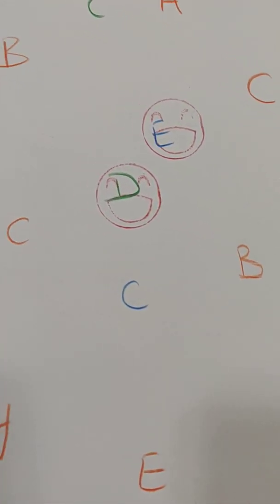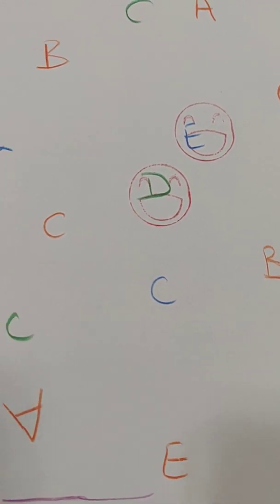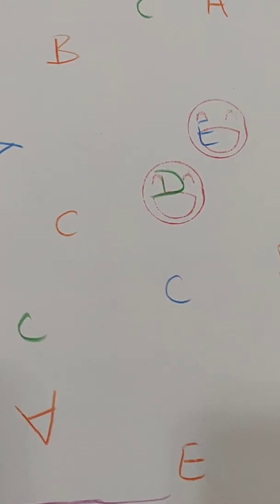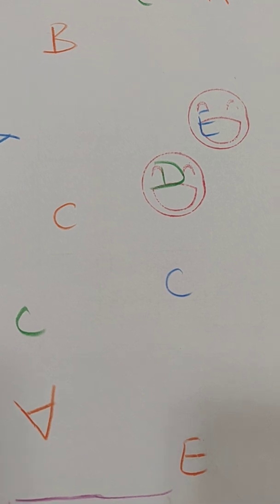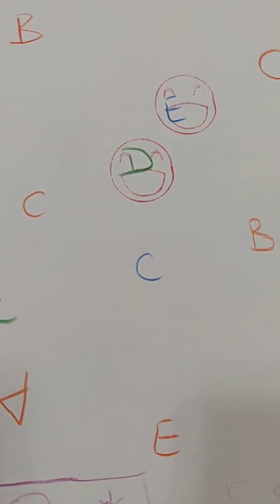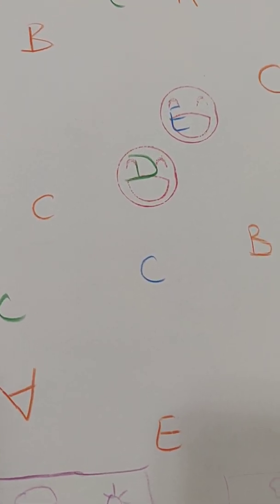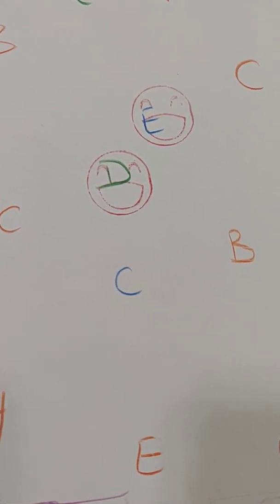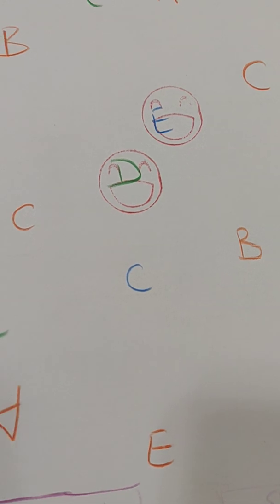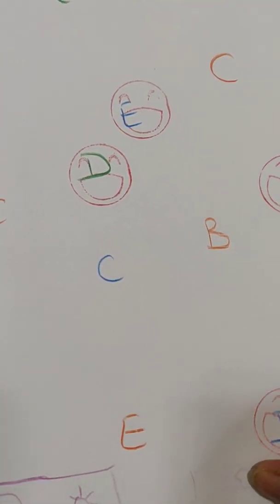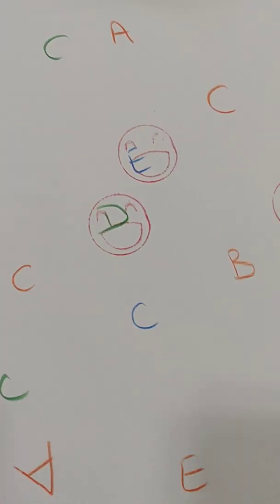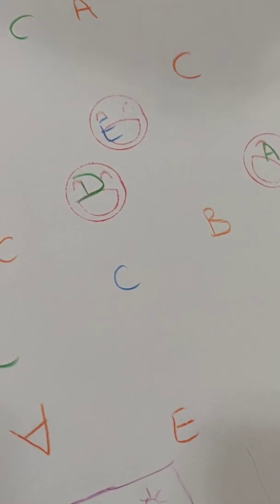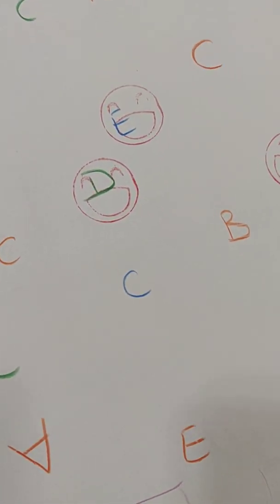To take it to another level, you can use CVC words, you can use sight words and make it more challenging for them to do it. So yes, this was the simplest activity you can do for visual discrimination.